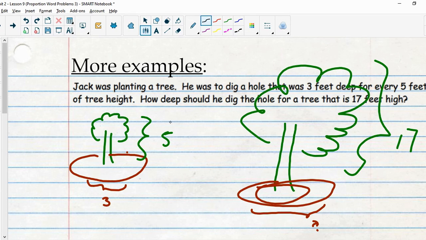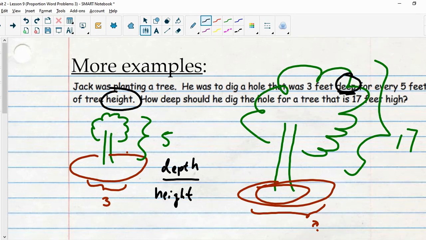So, okay, let's have a proportion. Now, what are we comparing here? We're comparing how deep something is, depth. This is how you spell depth. Not D-E-A-T-H, depth. And height. That's what we're comparing. You got that? So you're always looking for the unit. I'm comparing the depth with the height. So, okay, let's set it up.